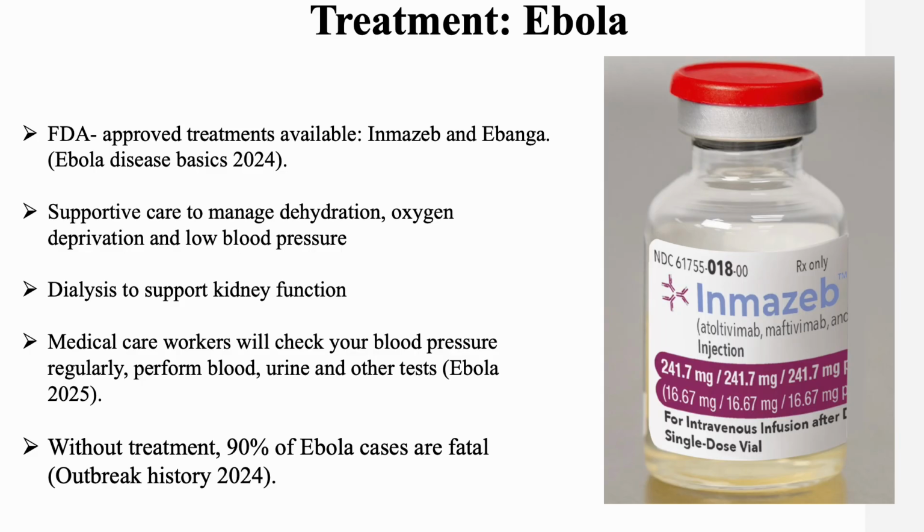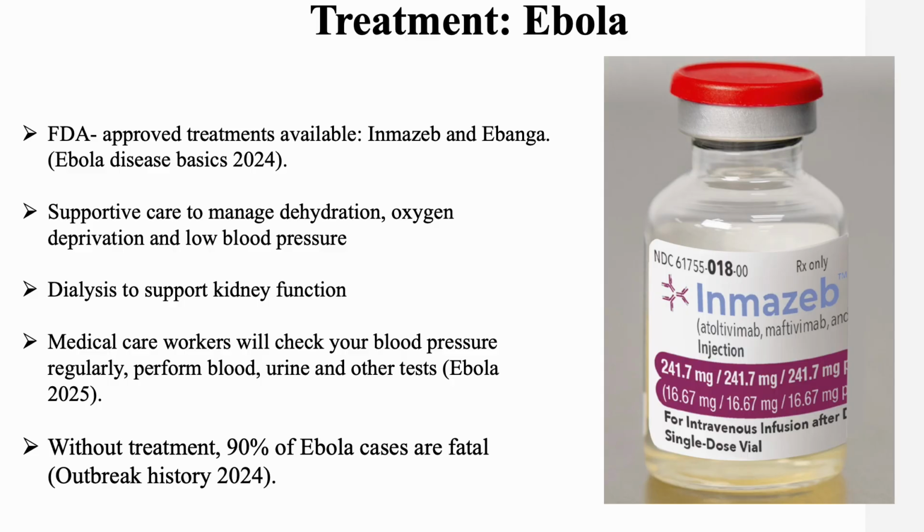The 2 FDA-approved treatments that are currently available to treat Ebola virus are Inmazeb and Ebanga. They are monoclonal antibody therapies, which means they are proteins produced in a lab that mimic the body's natural antibodies. Ebola also relies deeply on supportive care to manage dehydration, oxygen deprivation, and low blood pressure. Dialysis is one of the treatments needed to support kidney function while the patient recovers from the disease.